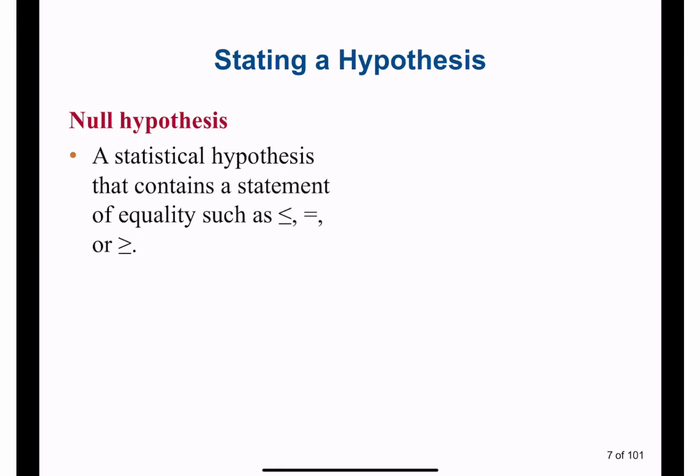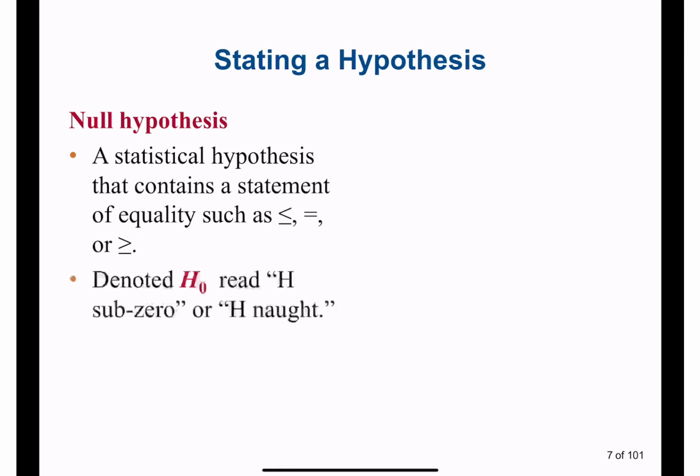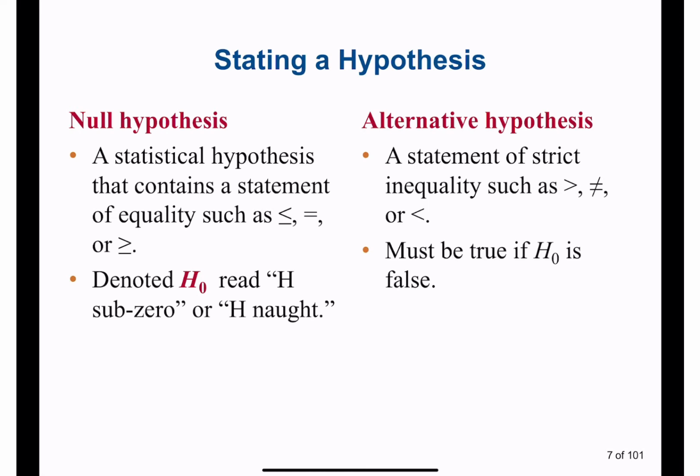Null hypothesis. How do we differentiate null and alternative? How do we recognize in the written form which one is null, which one is alternative? Null hypothesis always is gonna carry an equal sign here. See, less equal. Here is equal sign and here is greater equal. Okay?